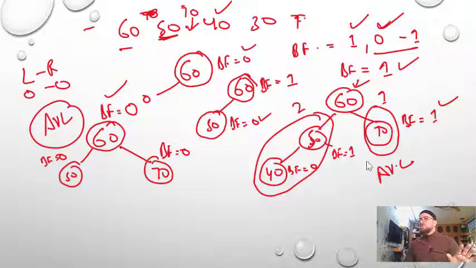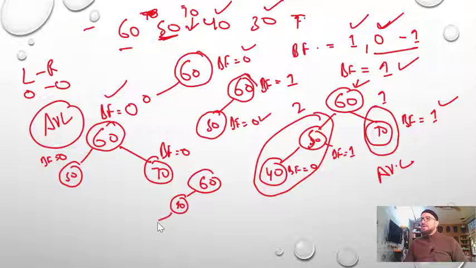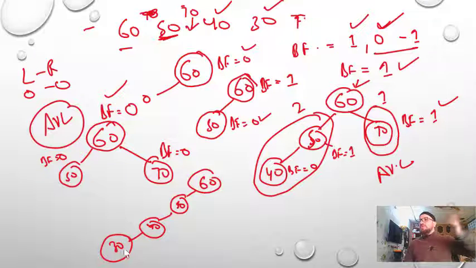No issues whatsoever. Now when I add the 30, let us see. This is 60 here, and I have got a 50 on the left, then I got a 40, and I got now the 30, because 30 has to be here. Why? Because 30 is lesser than 60, lesser than 50, lesser than 40, so it has to go on the left subtree. So it's going on the left, and on the right side I got a 70.